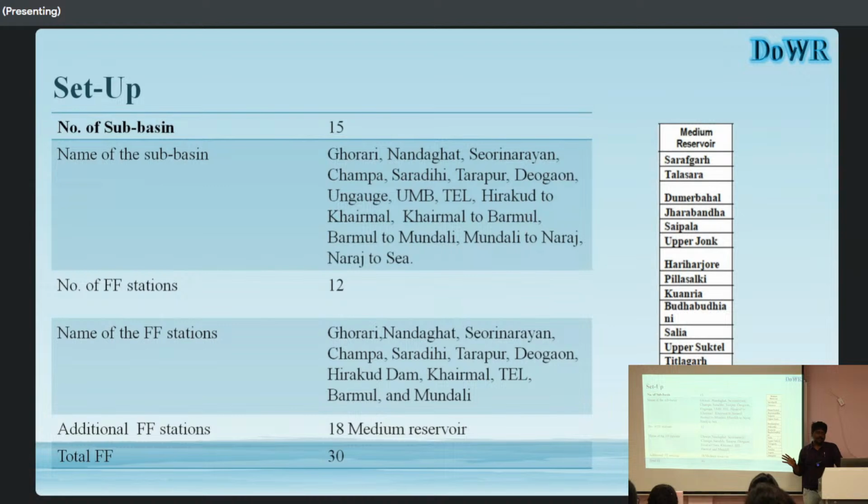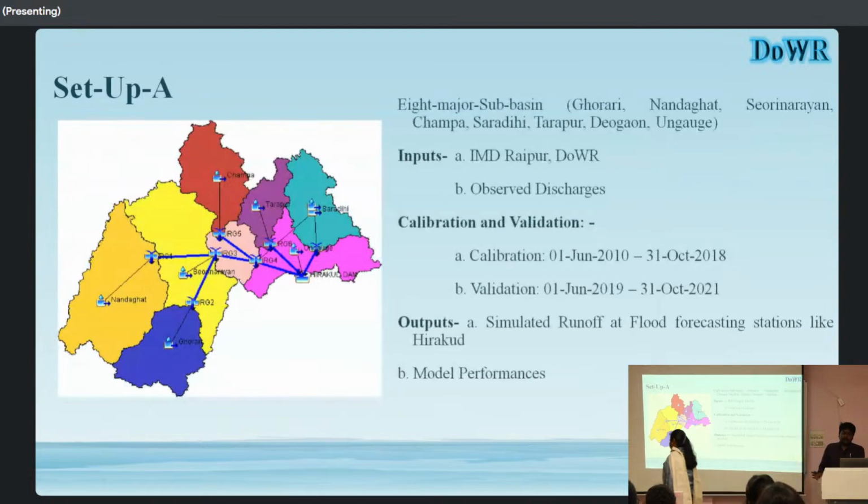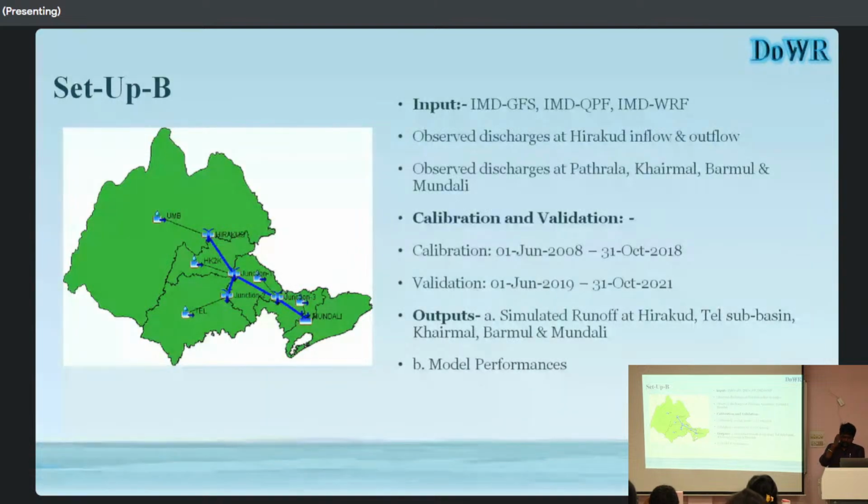So I have taken 15 sub basins, 12 forecasting stations and 18 medium reservoirs. My calibration period is 2010 to 2018, and validation 2019 to 2021. For setup B, I also took calibration of 10 years and validation for 3 years.